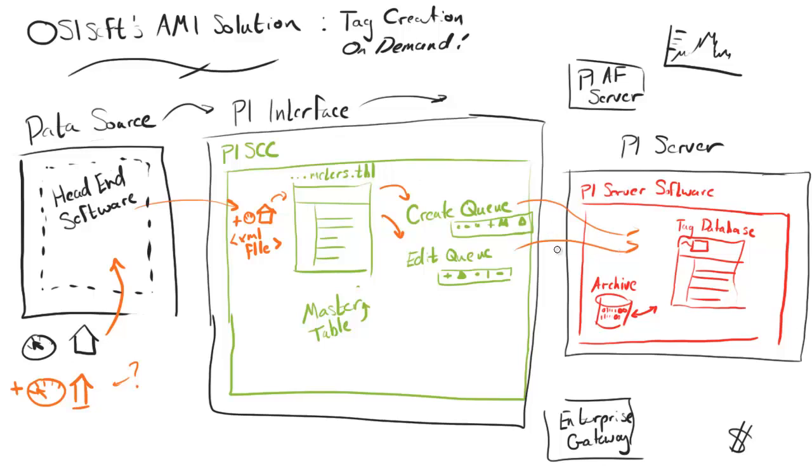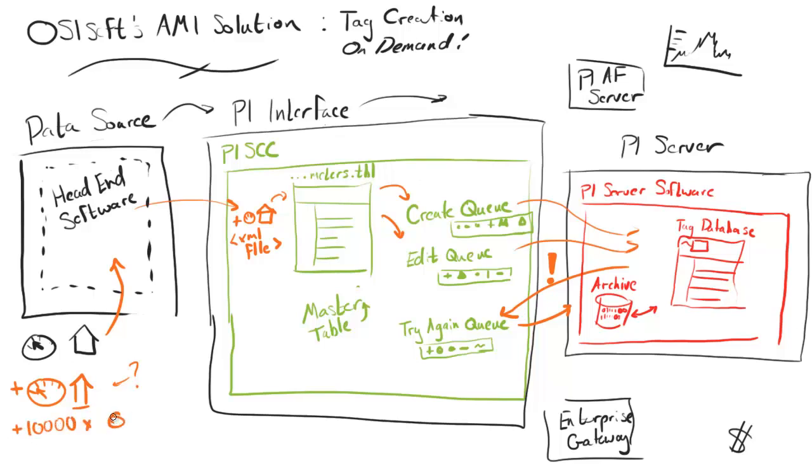Now, if there's an error, if there's any reason that we weren't able to create that tag, it will be reported to PISCC, which will then put that command into a try again queue. So this will just attempt to create the tag again or edit that tag again if it didn't work the first time. And it will just keep trying until it succeeds.